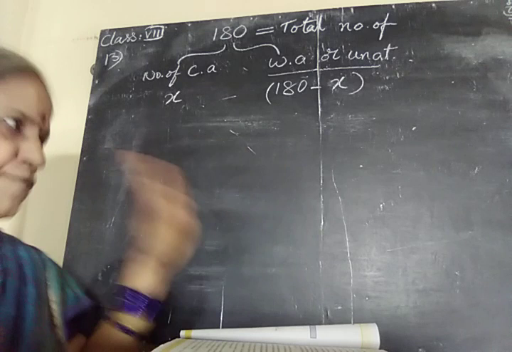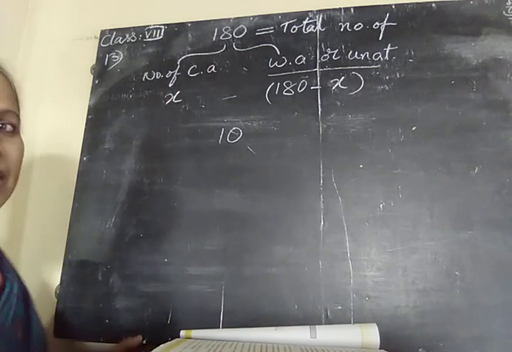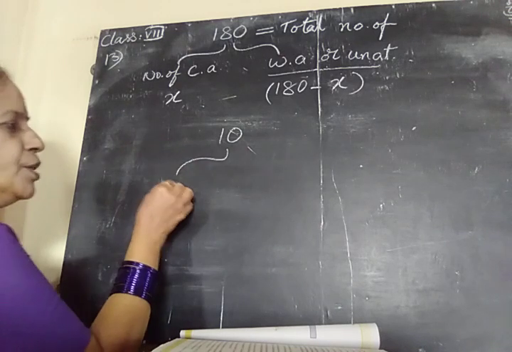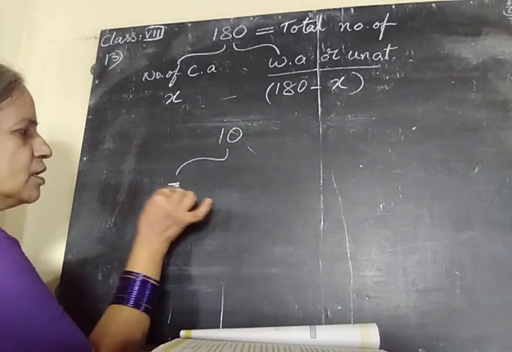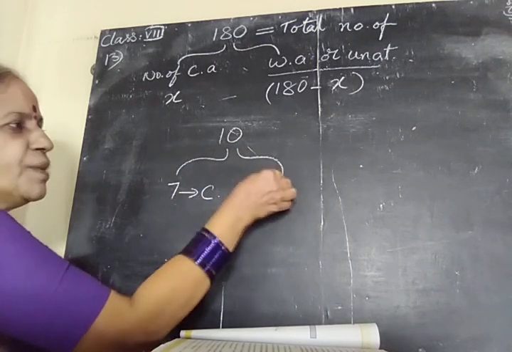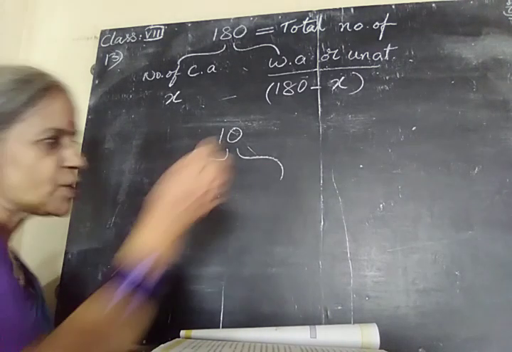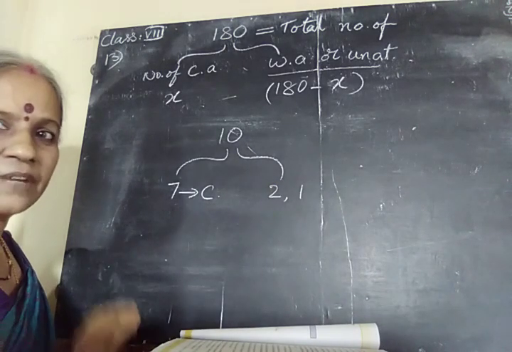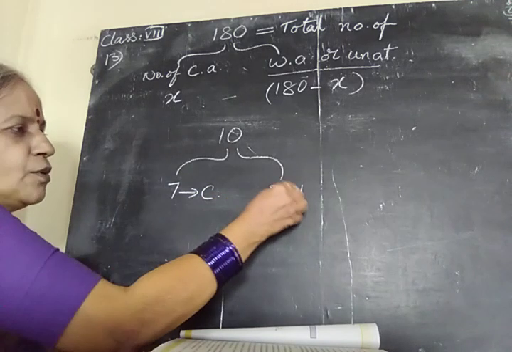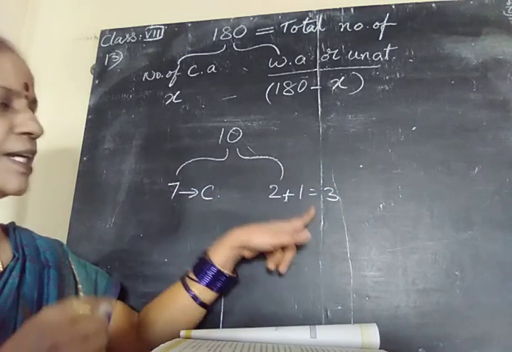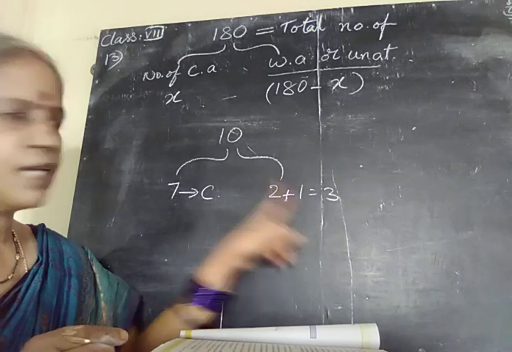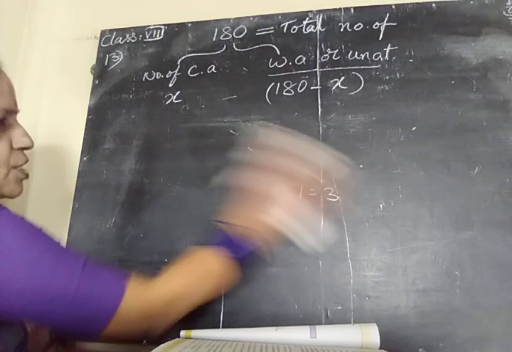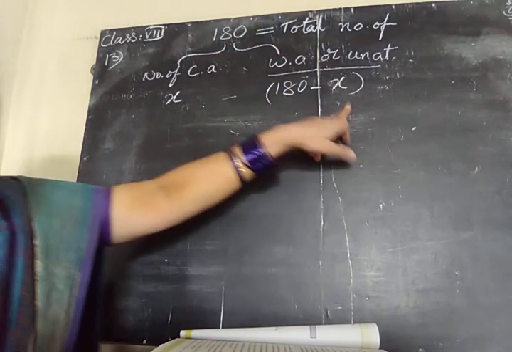Understood? Suppose 10 questions are there in the question paper. Out of 10, you did 7 correctly. So how many wrong? Suppose you did 2 questions wrong and 1 you left. So total 3 only. How to get that 3? 10 minus 7, either wrong or left. Like that 10 minus 7, like that 180 minus X.